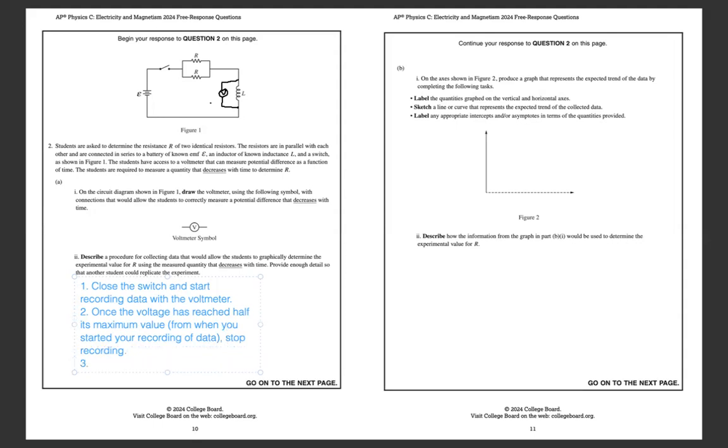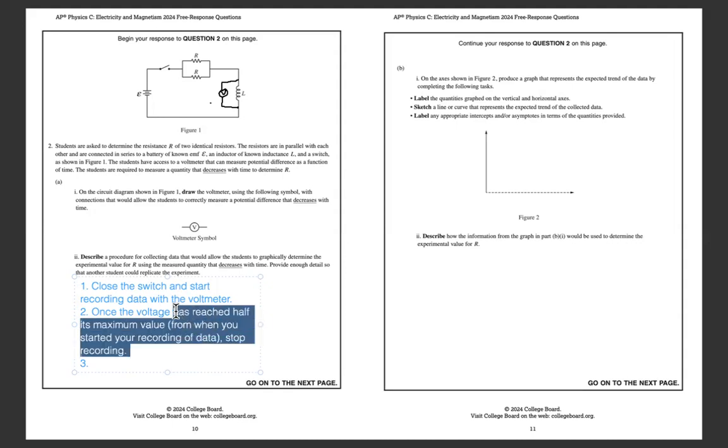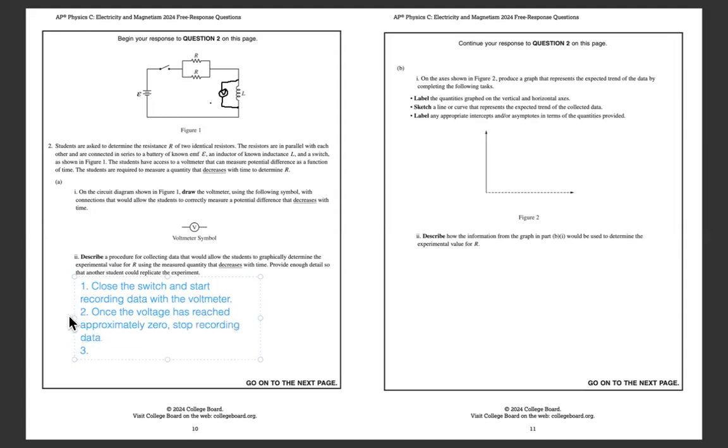And then what you can actually do is, oh, okay, actually, we're gonna have to graph some stuff. So no, I'm actually gonna go back to what I was gonna do originally. Sorry, since we have to actually graph some stuff. Once the voltage has reached approximately 0, stop recording data. All right, and then I guess in part B, it's telling you how you would graph it. So what I'm going to do is graph voltage across the inductor as a function of time.